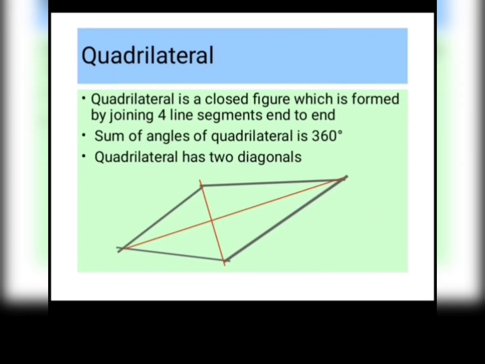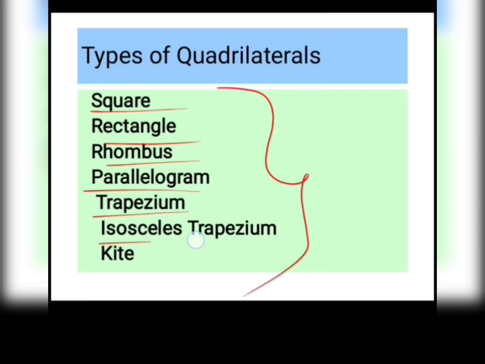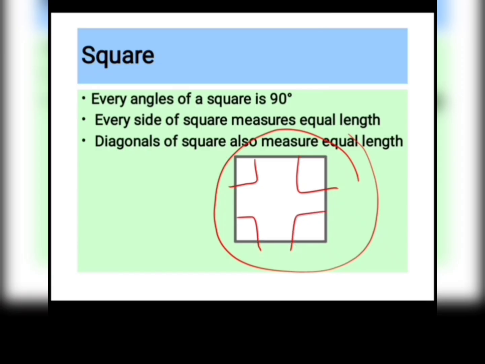Let's learn types of quadrilaterals. There are basically 7 types of quadrilaterals, which are square, rectangle, rhombus, parallelogram, trapezium, isosceles trapezium, and kite. We all know the square, which is a very basic one. Every angle of a square measures 90 degrees. This angle is 90 degrees, this angle will be 90 degrees. Every angle will be 90 degrees for a square.